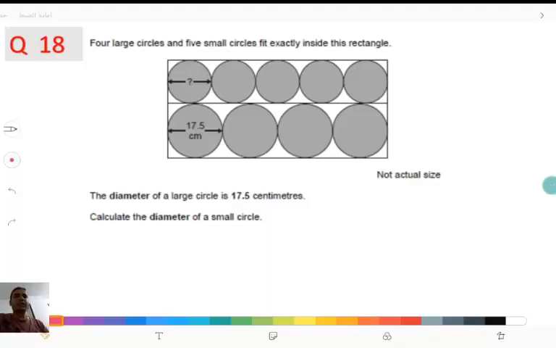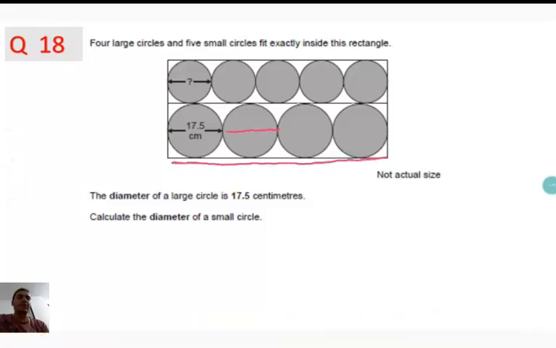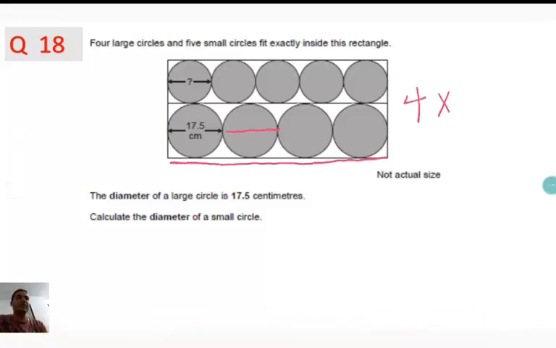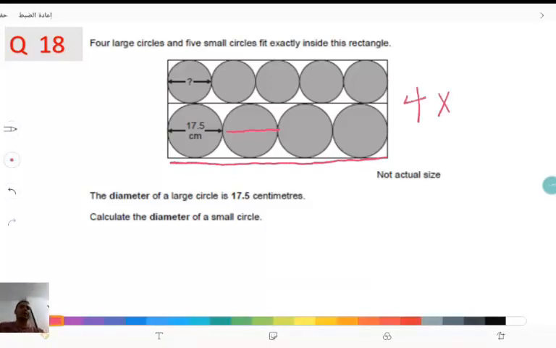4 large circles and 5 small circles fit exactly inside this rectangle. The diameter of a large circle is 17.5 centimeters. Calculate the diameter of the small circle. Alright, so the diameter here is 17.5, and the total length of the rectangle equals 4 times the diameter of the big circle.